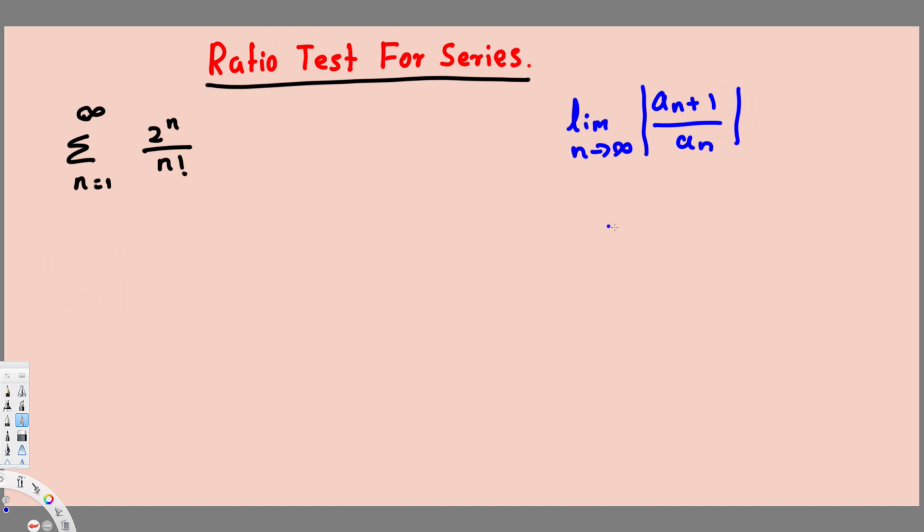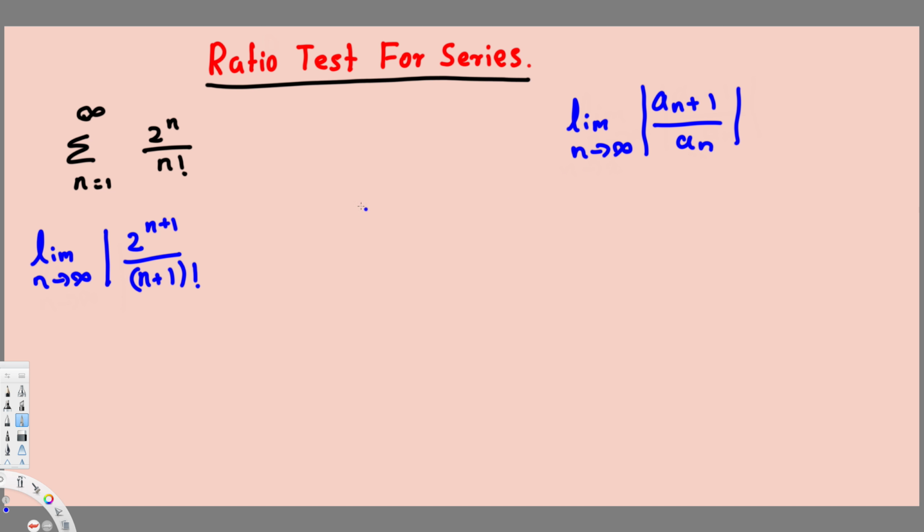So let's do this one. Here this is going to be the limit as n approaches infinity. A_{n+1} means we add 1 anywhere we have n. So here we have 2 to the power n, so we are going to have 2 to the power n plus 1. And we have n factorial, so this is going to become n plus 1 factorial. So this is what a_{n+1} means, right?